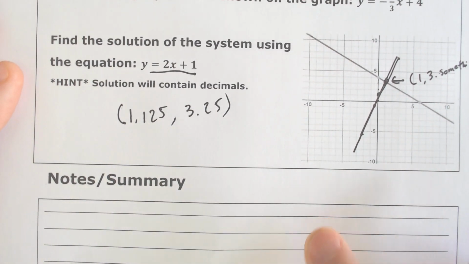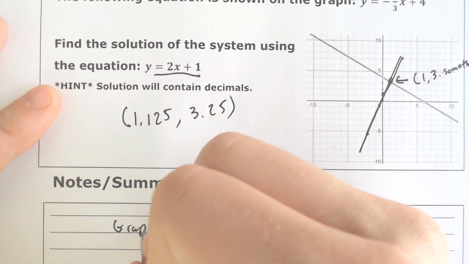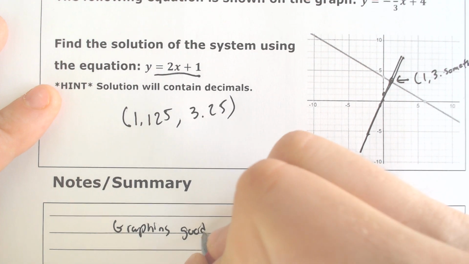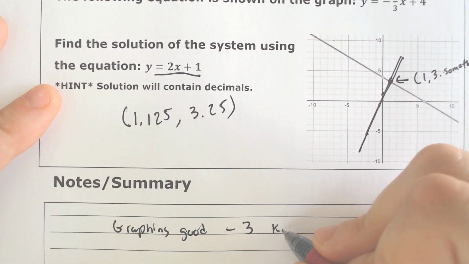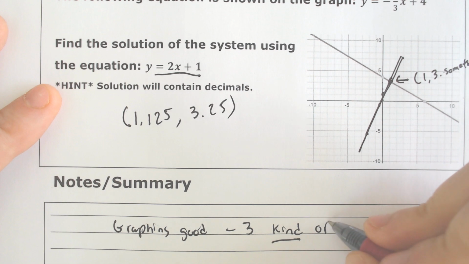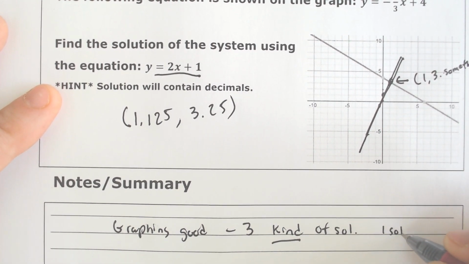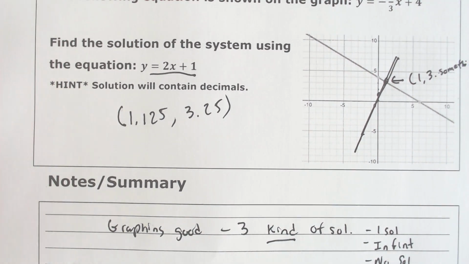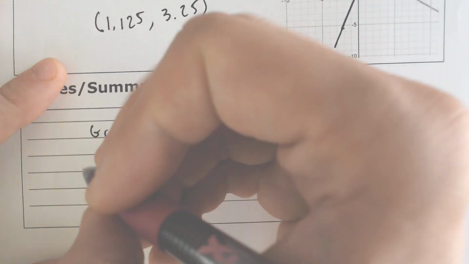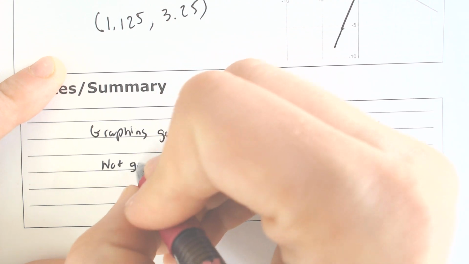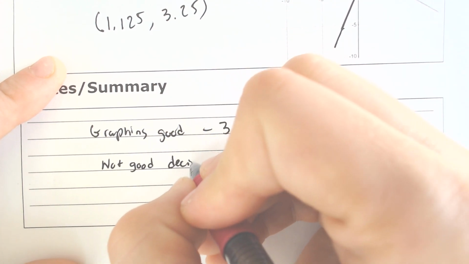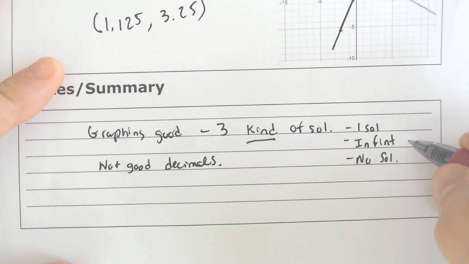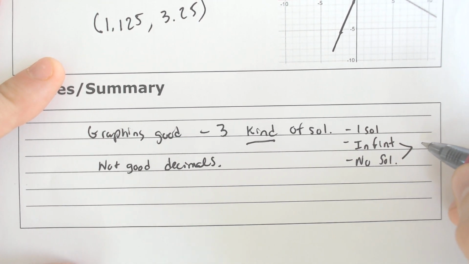Okay, so some notes and summary. Graphing is good for determining the three kinds of solutions: one solution, infinite solution, and no solution. And then we could further classify it as independent and consistent and things like that. But it is not good for decimals. Not good for decimals. Okay? And as a reminder, for infinite and no solution, the slopes are the same.